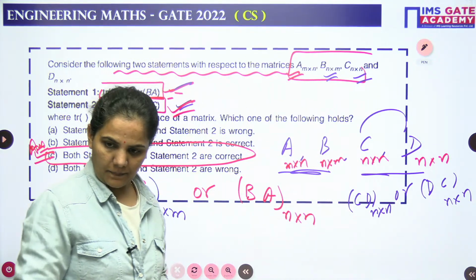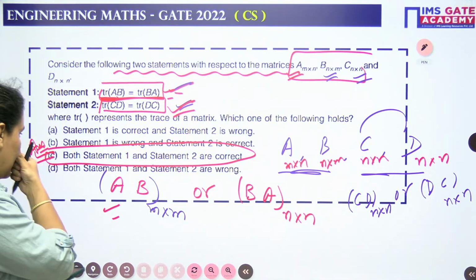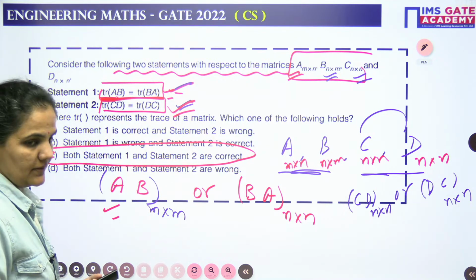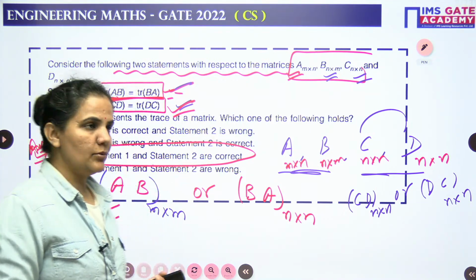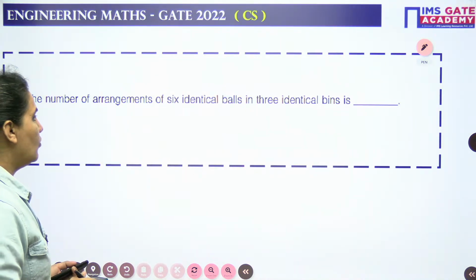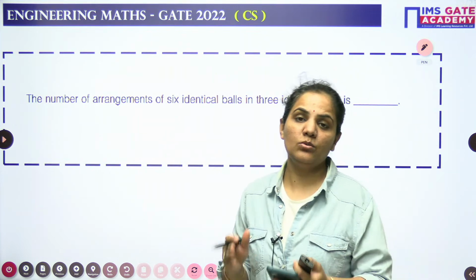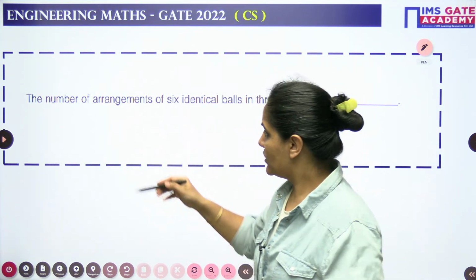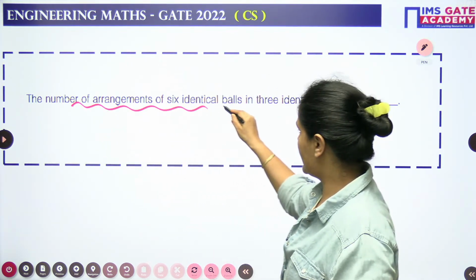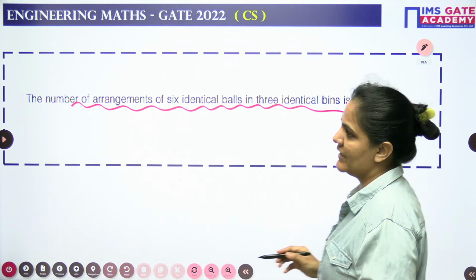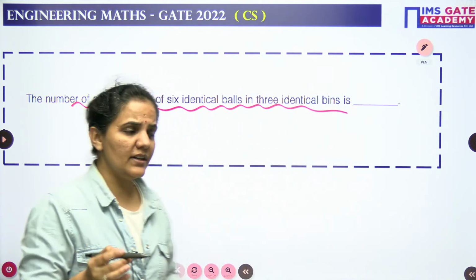Clear? Alright. So my statements 1 and 2 are correct. Let's come to the next question. This question is from GATE 2022 CS branch, probability. The number of arrangements of 6 identical balls in 3 identical bins. As it is mentioned to you, it's a very simple question.